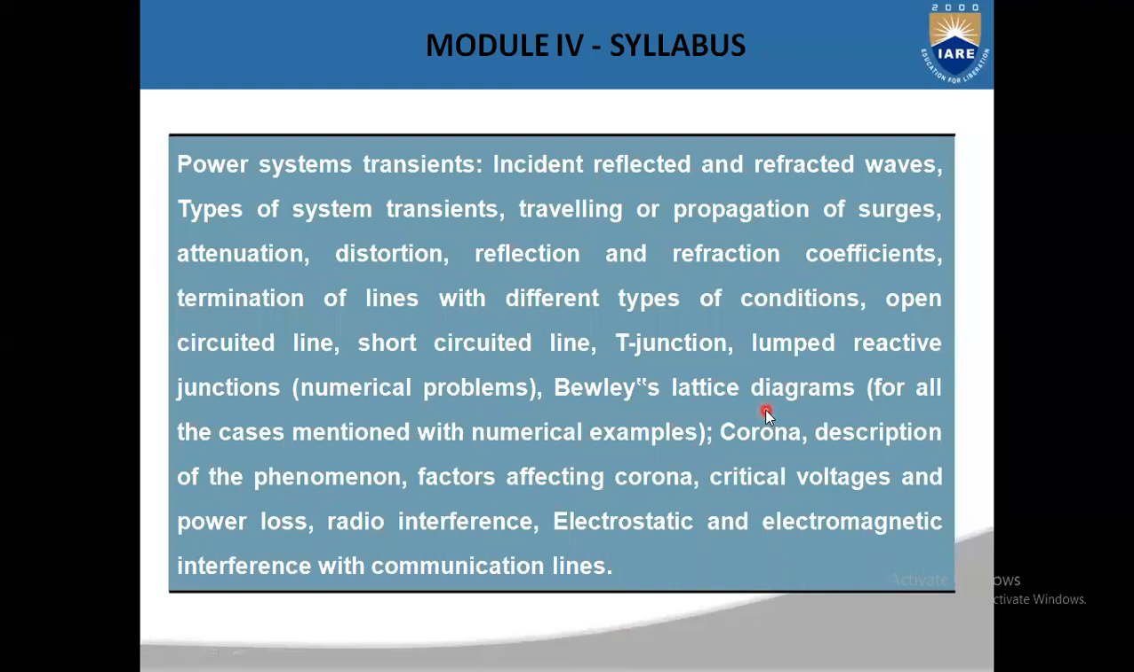In the previous class, we were discussing module 4, which is power system transients, and the concept of corona. The corona phenomenon was explained in the previous lecture: what is corona, what are the factors that affect corona, critical voltages and power loss. These topics were discussed, and we also did a few problems on critical voltage and power loss due to corona.